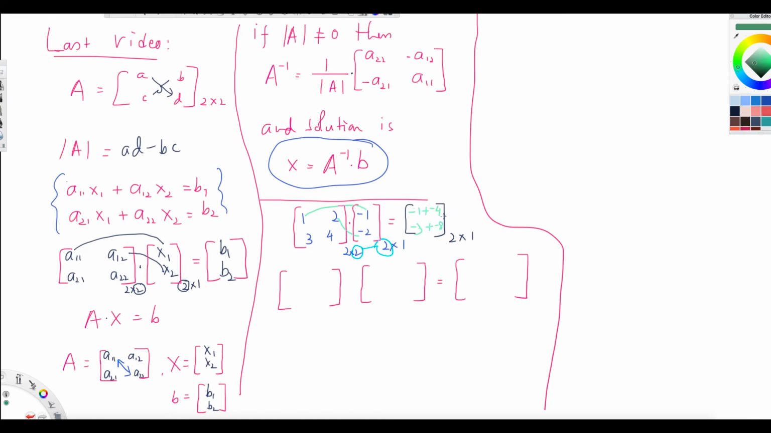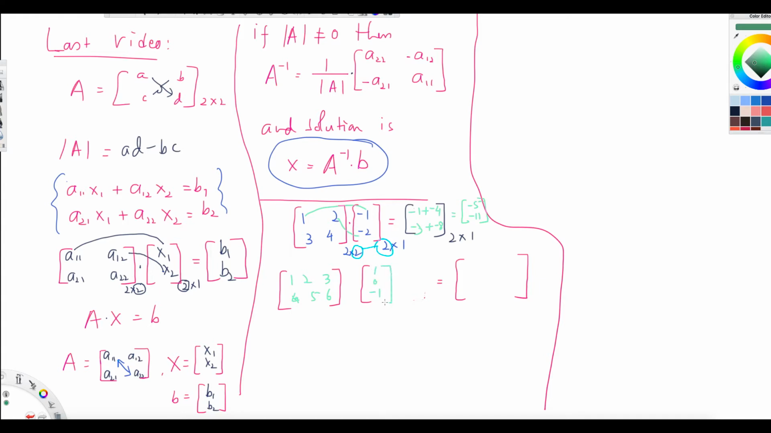Okay, so how much do you get? Basically, the first one is negative 4 minus 1, which is negative 5, and negative 8 minus 3 is negative 11. That is the product of these two matrices. Similarly, let's say you have 1, 2, 3, and then let's say there are 3 rows, and then 4, 5, 6, and suppose you have, let's say, 1, 0, minus 1.